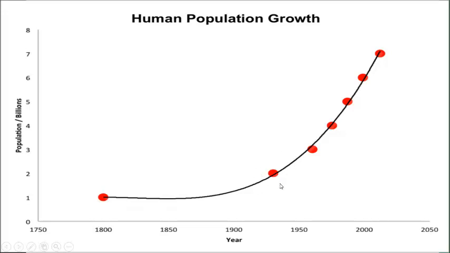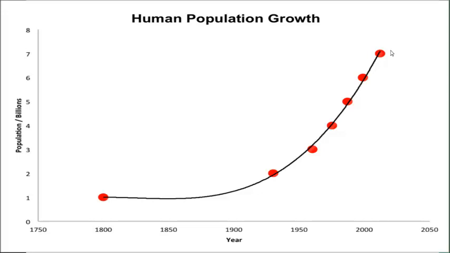And around 1930, 1940, a couple of decades later, we get to 3 billion. A couple of decades later, to 4 billion. A little bit later, 5 billion, 6 billion. And then in 2011, we reached 7 billion people. And within 10 years, it's estimated that we'll reach 8 billion. The current world population is approximately 7.5 billion people as of 2016.